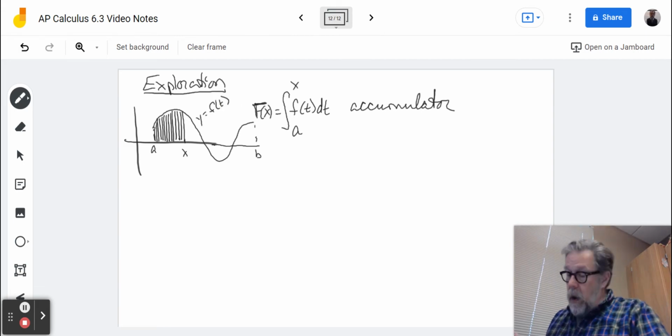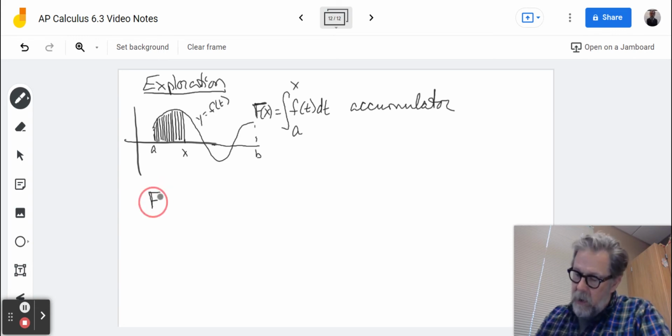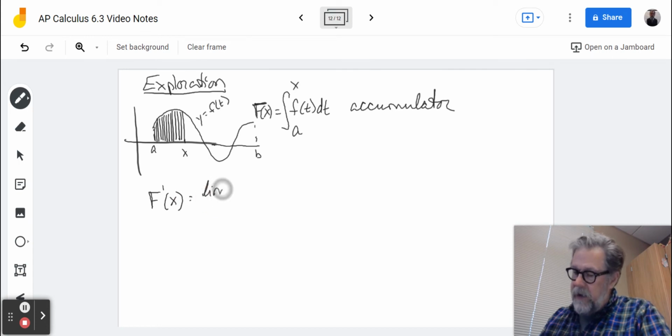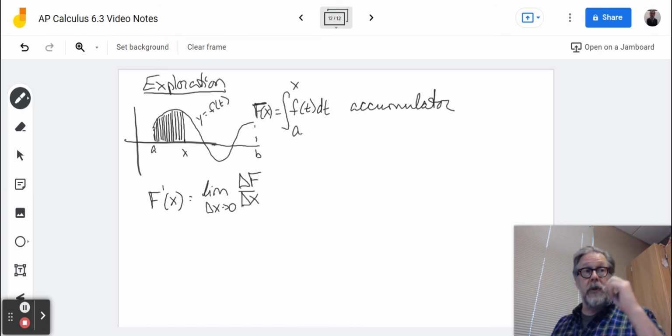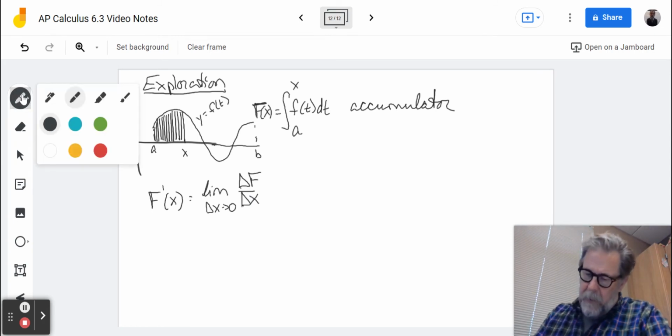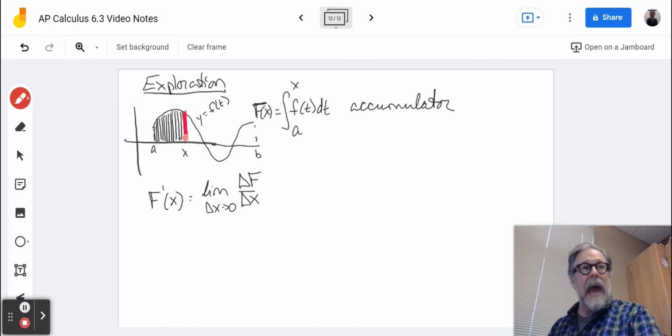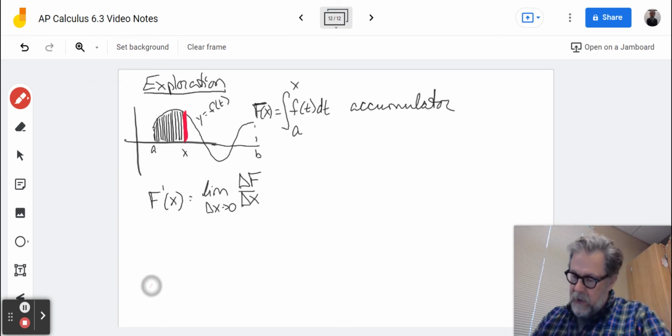All right, so let's think about derivatives. If I want to take the derivative of F with respect to x, I could say that it is the limit as the change in x goes to 0 of change in F over change in x. Again, notice uppercase because we're talking about our accumulator function. So I'm going to draw one more rectangle right there. I've added one rectangle to the end of my accumulator.